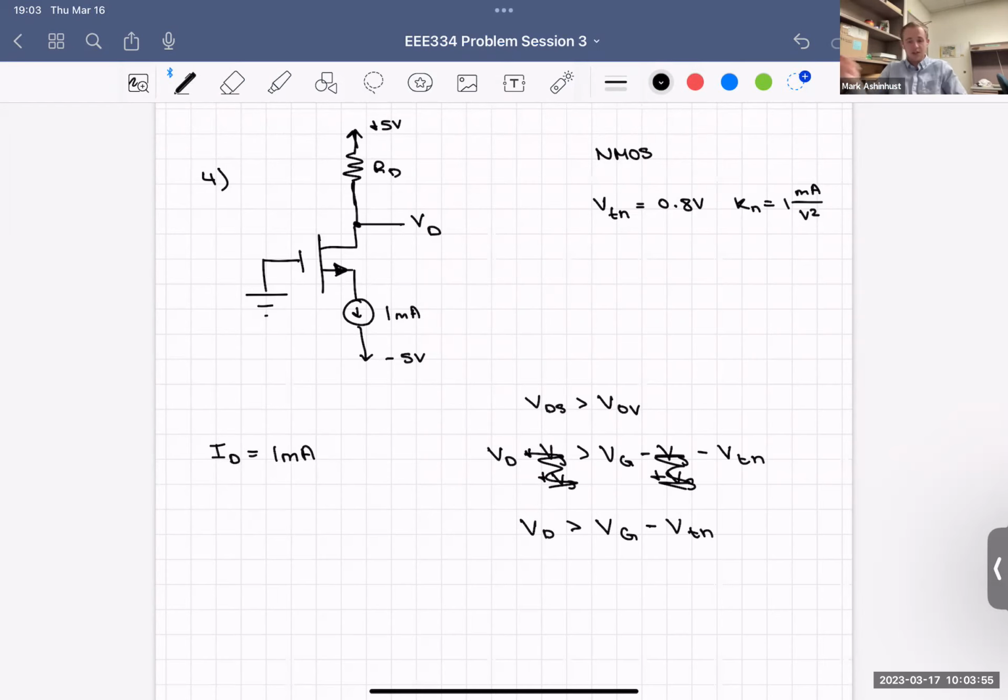We just need to make sure that VD is greater than the voltage at the gate, which is 0 minus VTN. So really, VD needs to be greater than negative 0.8 volts. Sorry, not positive. Negative 0.8 volts.